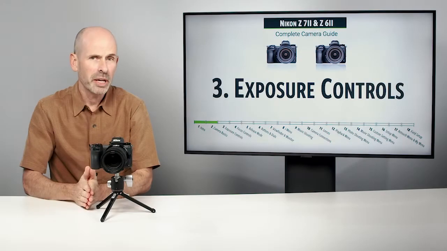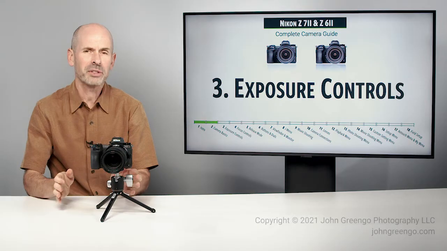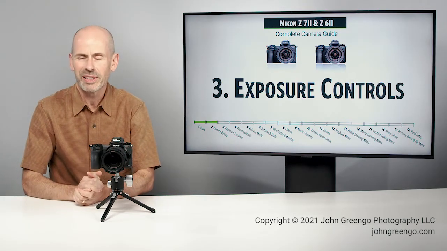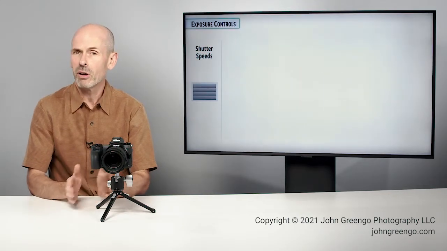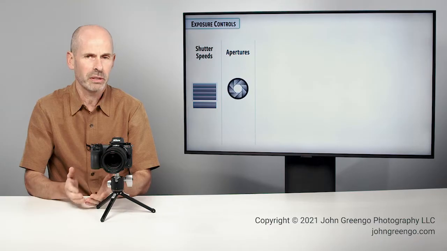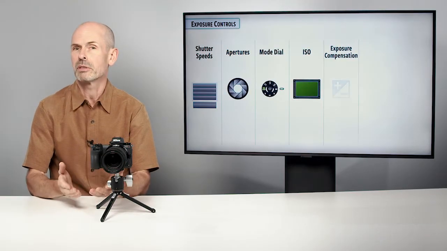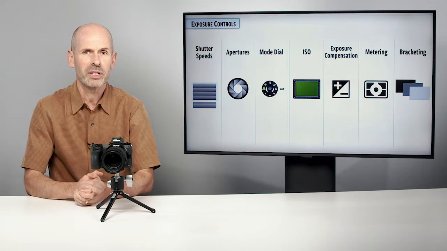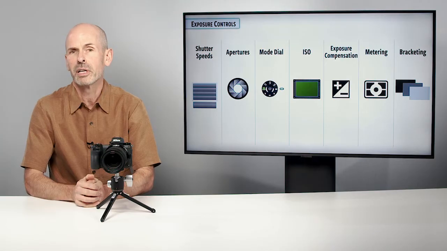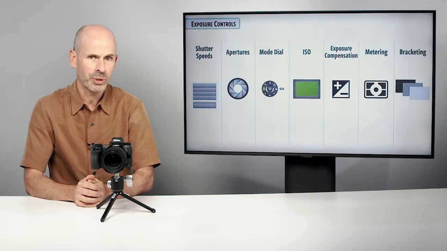Welcome everyone to Exposure Controls, possibly the most important section in this entire class. In here we're going to be looking at all of your exposure controls, things like your shutter speed and aperture, which is controlled mostly by the mode dial, your ISO, exposure compensation, and a number of other tools to make sure that you get the correct exposure.